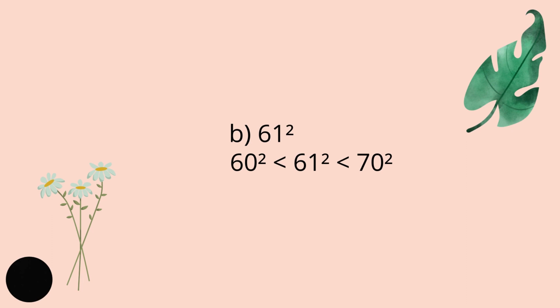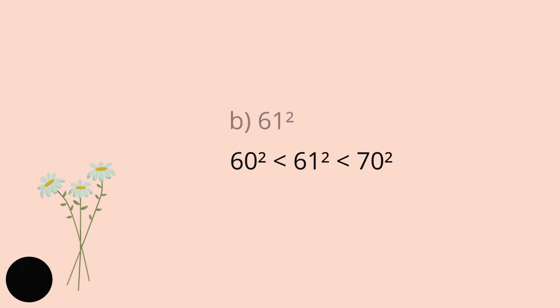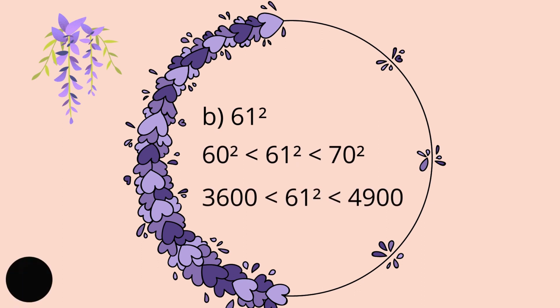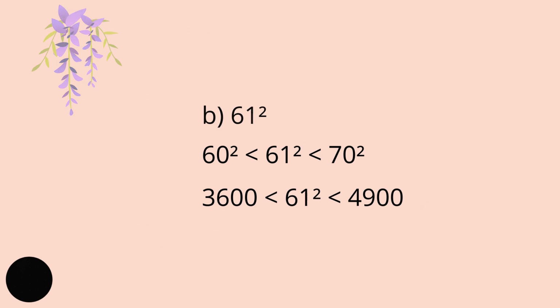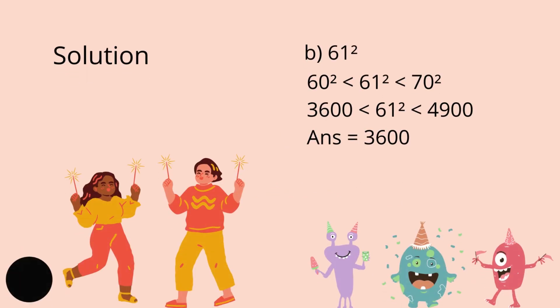B. 61 squared. To solve this question, we have to find the nearest tens, which are 60 squared and 70 squared. Then we find the values of 60 squared and 70 squared, which are 3,600 and 4,900. The answer is 3,600 because 61 is closer to 60. So 61 squared is approximately equal to 3,600.